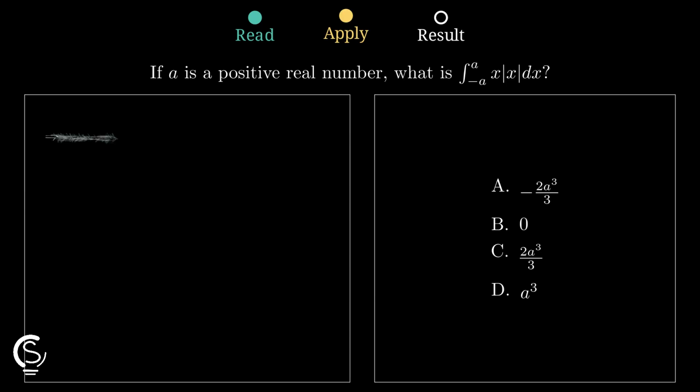Whenever you integrate an odd function over a symmetric interval from negative a to positive a, the areas on both sides of the y-axis perfectly cancel each other out every time.